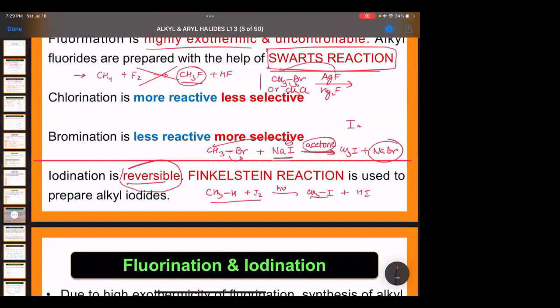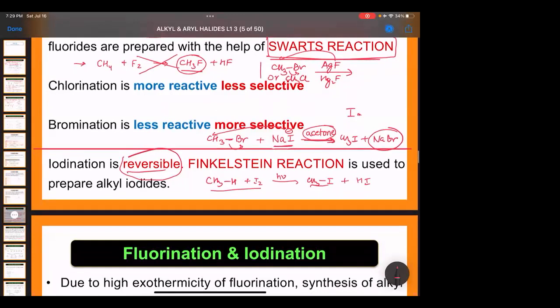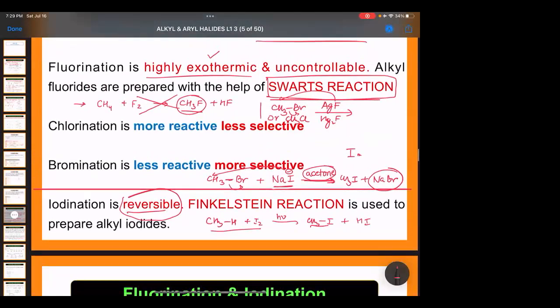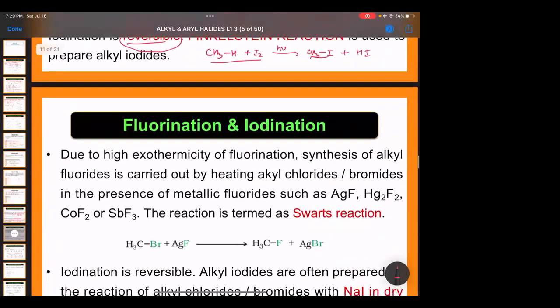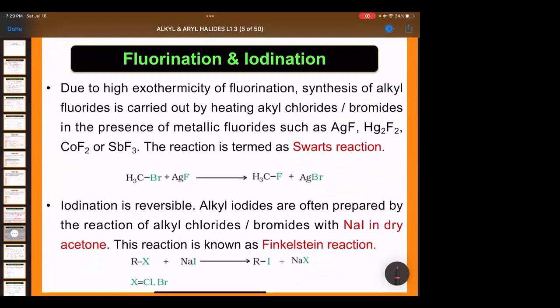That's why acetone is taken. And NaBr and NaCl are less soluble. So Br will come out because it is less soluble, and I is going to attach itself. Is it clear? And that's how we are going to do this reaction. This is very important because a lot of questions are asked on this. All the points, do keep this in mind. So this is what I told you just now. Just go through it. It is a very famous thing.